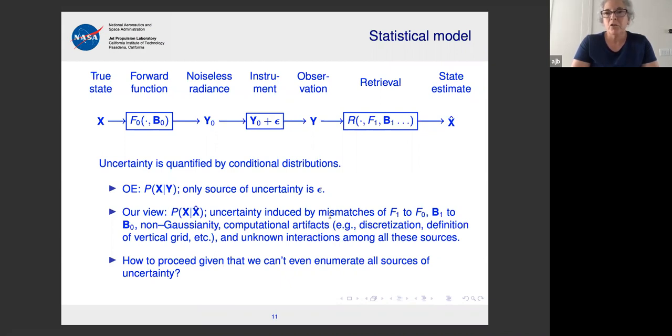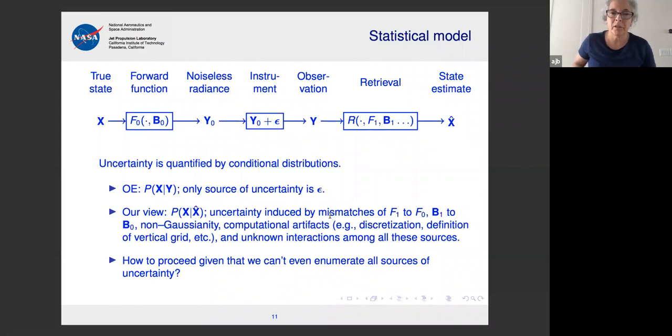So in the optimal estimation setting, what they're after is the posterior distribution of the true state given the radiance, and the only source of uncertainty that is included there or propagated is the observation error of the instrument, epsilon. After much teeth gnashing over a period of something like 5 to 7 years, and with the help of Mike and John and Joachim and the OCO2 team, we came to feel that a better view is that what we're after here is the posterior distribution of the true state given what we have derived as our point estimate X hat.